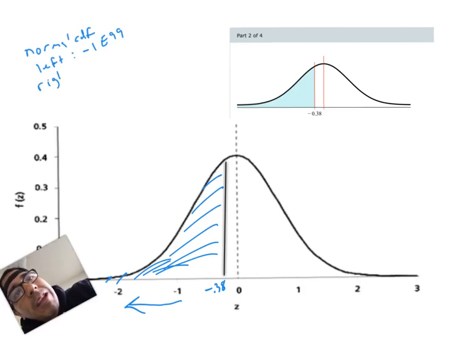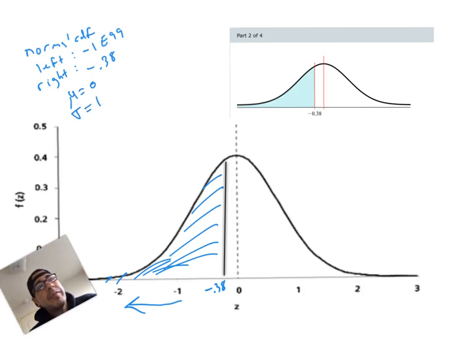When it says the rightmost point, you always go from left to right. So you ask yourself, okay, when moving to the right, from left to right, where do I stop shading? I stop shading, boom, right here at negative 0.38. And of course, our mean is always 0 because we're talking about standard normal curve, and our standard deviation is 1.